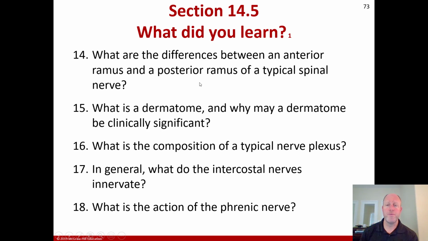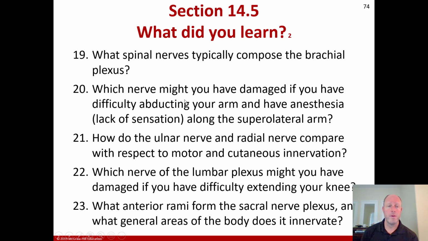So what did you learn? What are the differences between an anterior ramus and posterior ramus of a typical spinal nerve? What's a dermatome and why may a dermatome be clinically significant? What's the composition of a typical nerve plexus? In general, what do the intercostal nerves innervate? And what's the action of the phrenic nerve? What spinal nerves typically compose a brachial plexus?